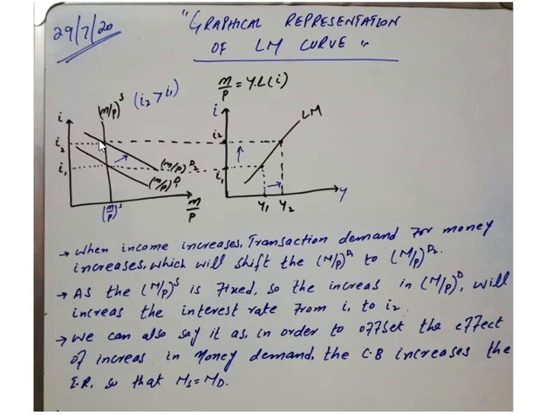So this is the end of the graphical representation of the IS and LM curve. In our next lecture, we will discuss what the factors are which shift the IS curve and what the factors are which shift the LM curve.